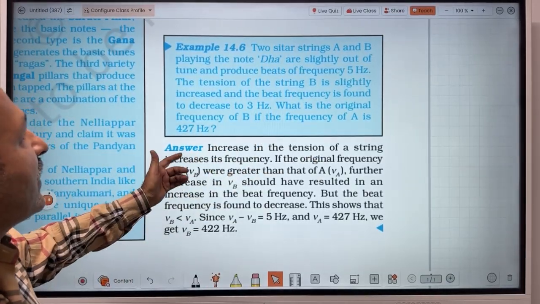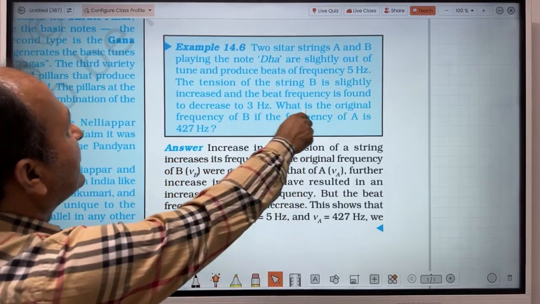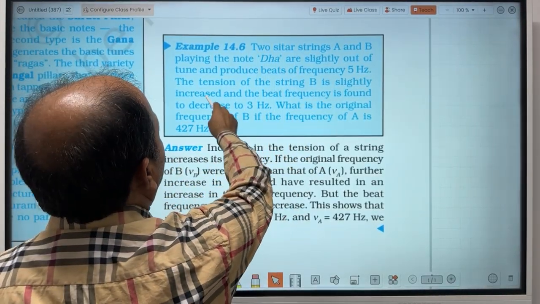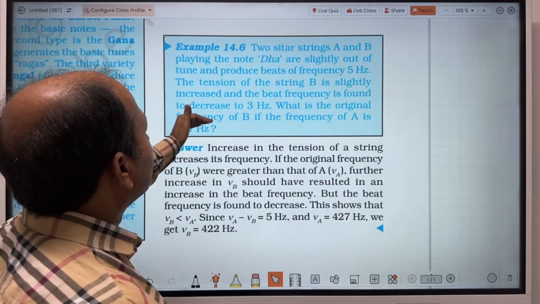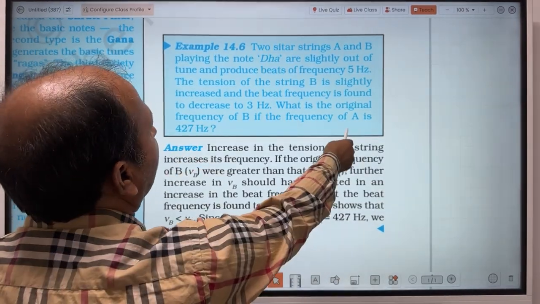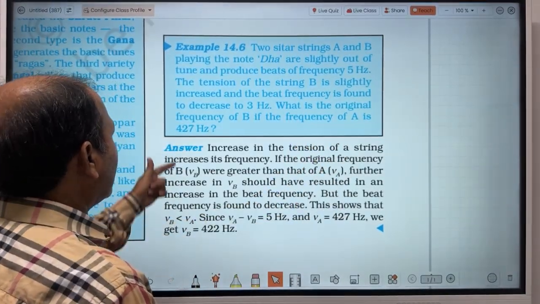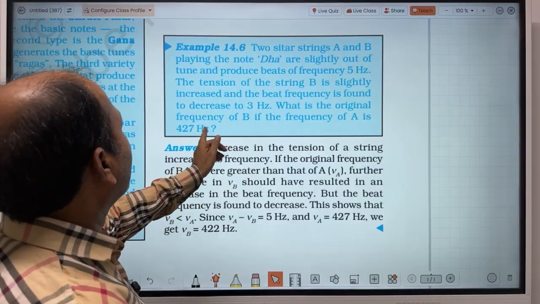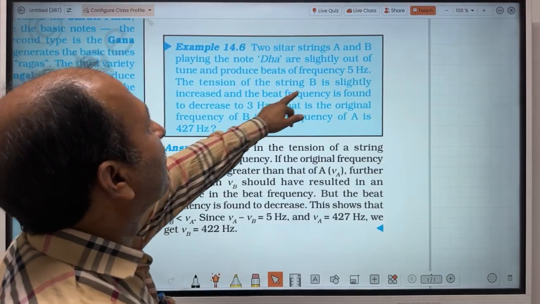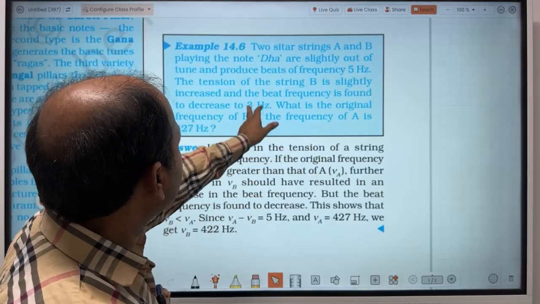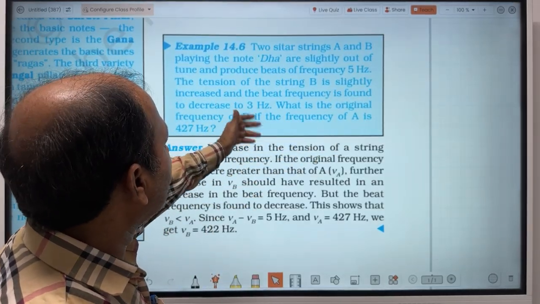But whether the frequency of B is less or more than that of A, for this we just increase the tension, right? If on increasing the tension the beat frequency is decreasing, it means the frequency of B will be less than that of A. The same is happening, so we can get that the frequency of VB will be equal to 427 minus this frequency. This is just for checking what is happening if the tension is increasing.